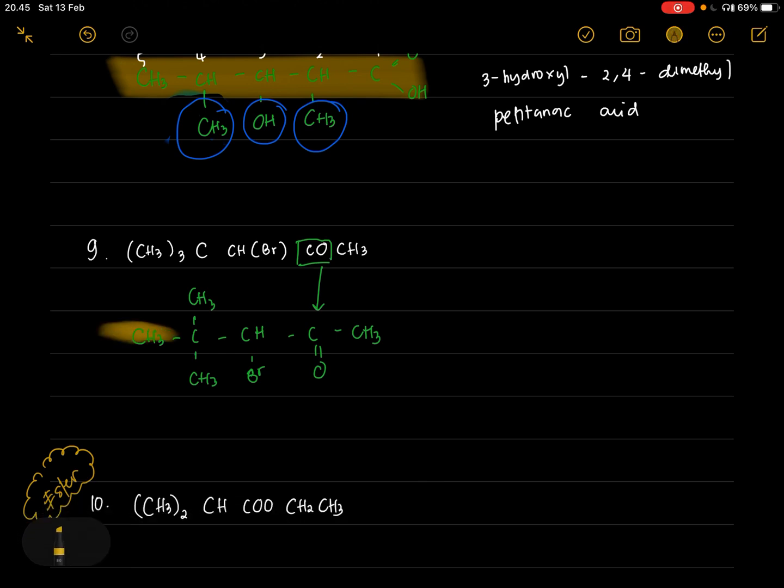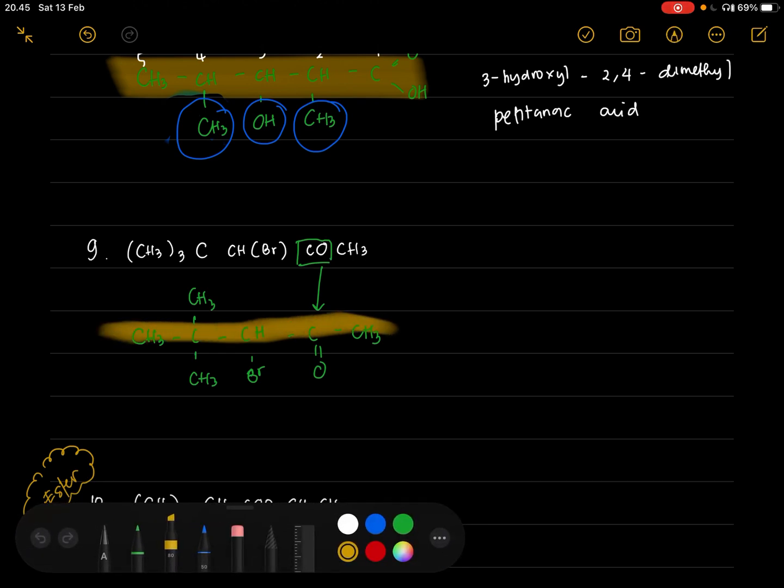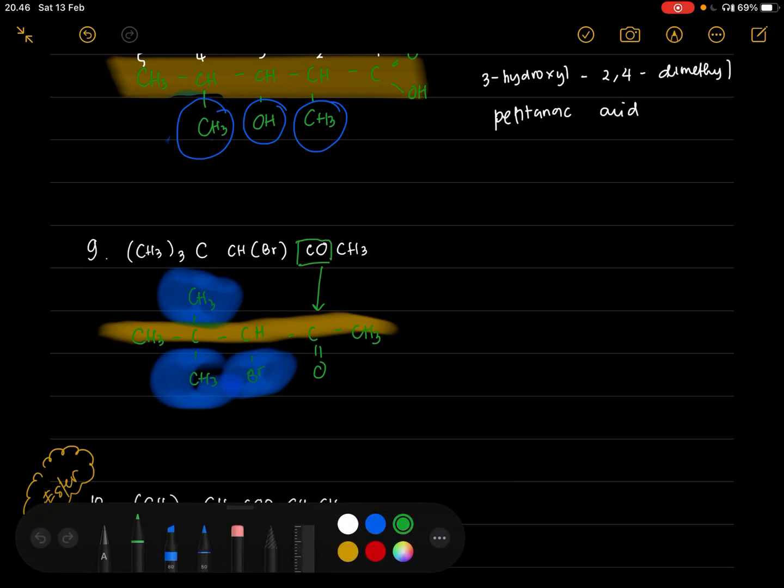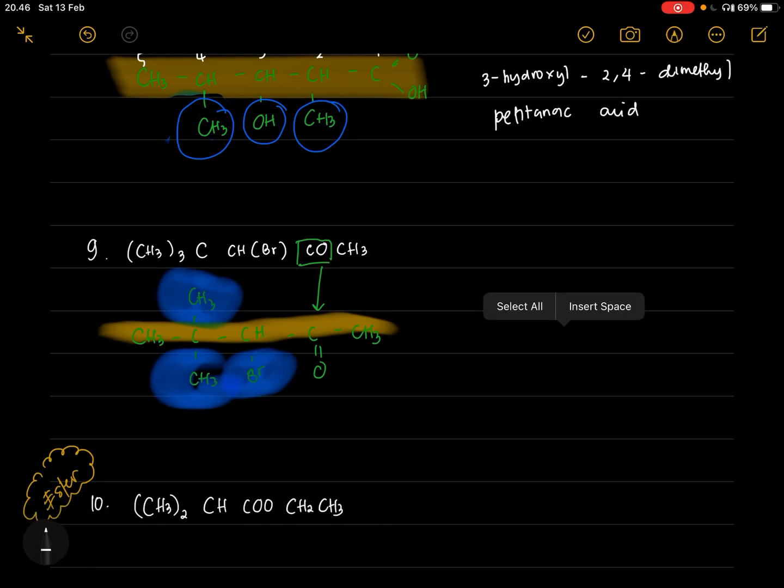Okay, and then we encircle all of the branches. Okay, and then we start the numbering. The numbering here, like we start from the right again because this one is closer to the functional group.